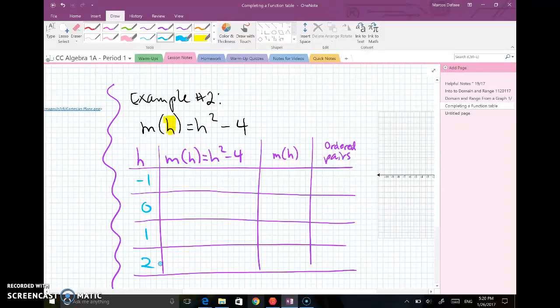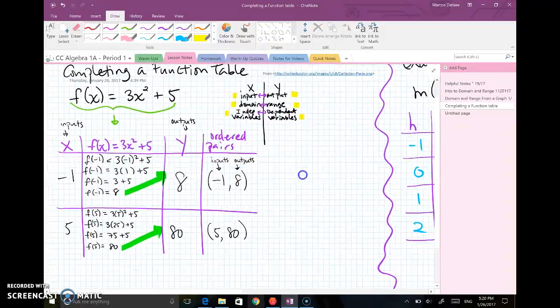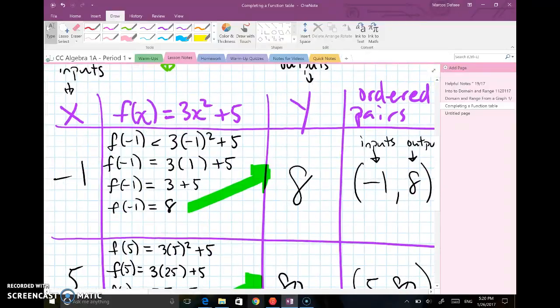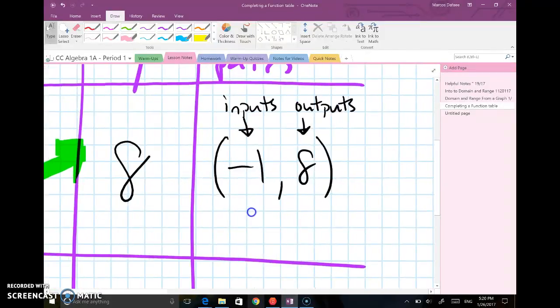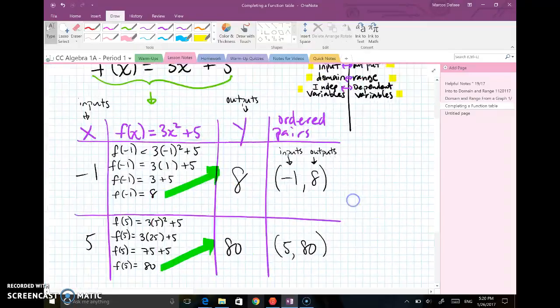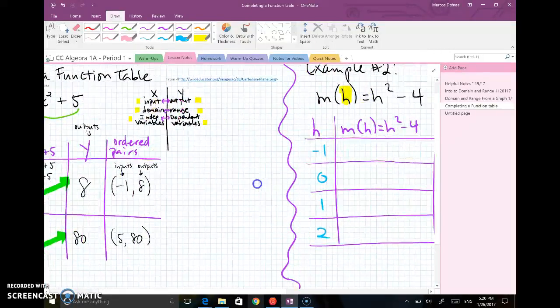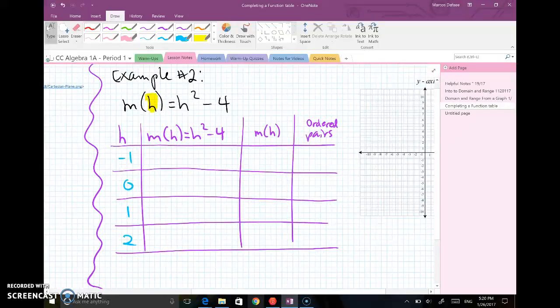All right, let's do this thing. So just like before, where your inputs go into the function, you evaluate them, you get your output, you summarize it with an ordered pair, we will do the same thing, but with these numbers and this function. Watch. And I'm going to leave out m of -1 so that I have enough room to do my math. So this will be -1 squared minus 4. Now, again, this is not -1 times 2. It's -1 times -1, which is +1. So now I have 1 minus 4. And that gives me a -3.